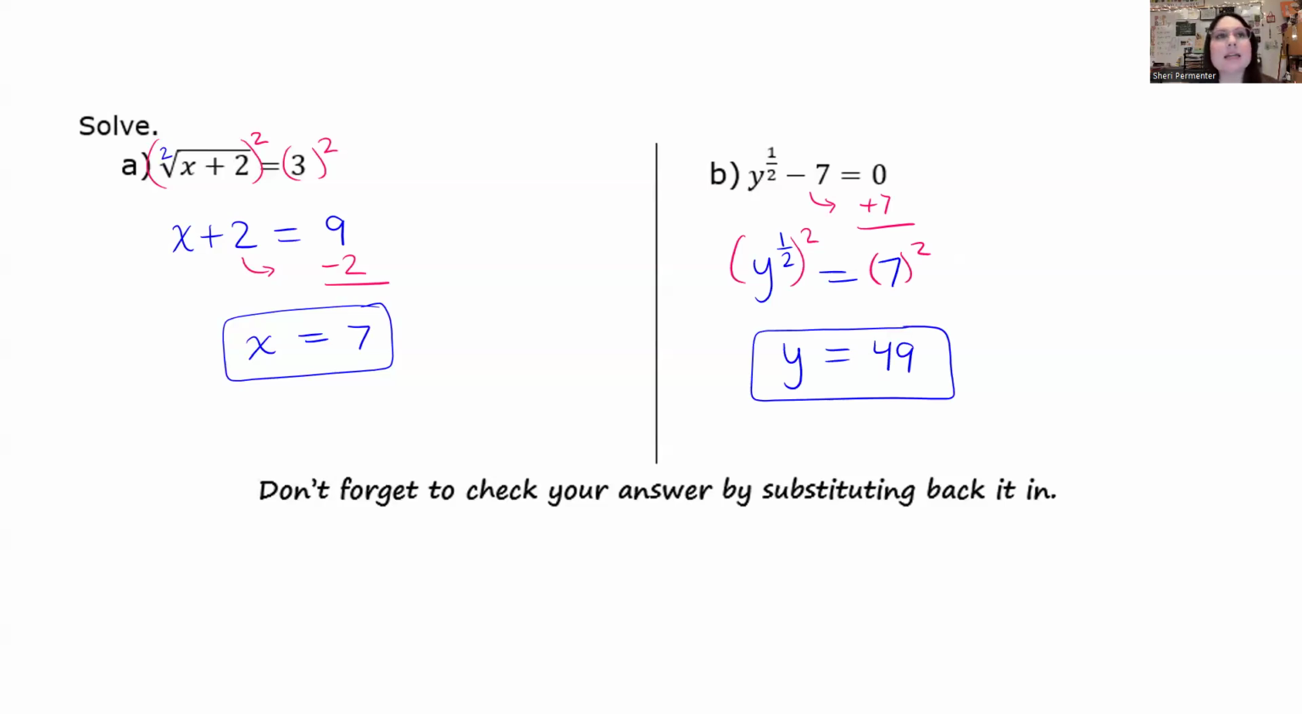And what's happening is that this 2 and this 2 cancel. Same thing that happens here. This index and the exponent cancel.